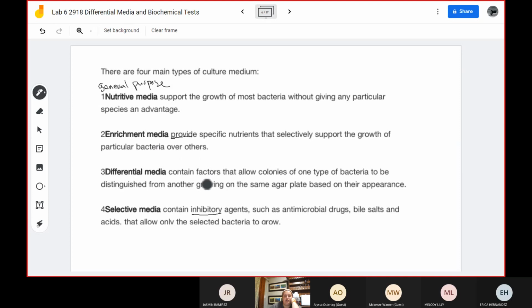So all of these, I believe, are, no, not all of them, actually. Most of these are differential media where you're distinguishing one group from another. So those are kind of those keywords to look for. This one's like most bacteria or all bacteria.